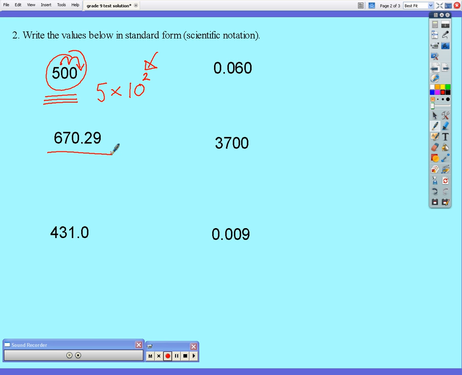670.29. We have 5 significant figures as shown earlier. The number of that, which is between 1 and 10, we place the decimal point between the 6 and the 7, and then we multiply it by 10, and here's our decimal point. So we raise that to the power of 2.